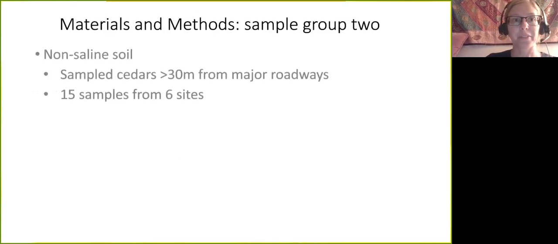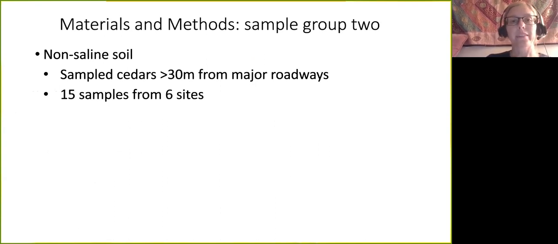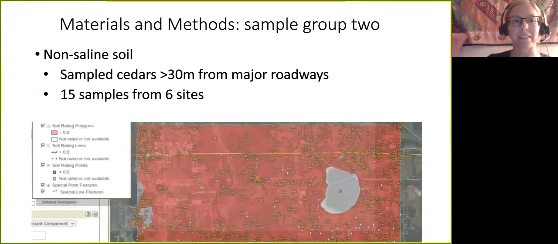Then I had sample group 2. This was the non-saline soil samples. So these samples were collected farther than 30 meters from major roadways. Many were even dramatically farther than that. Again, I collected 15 samples, and those 15 samples came from 6 different sites.